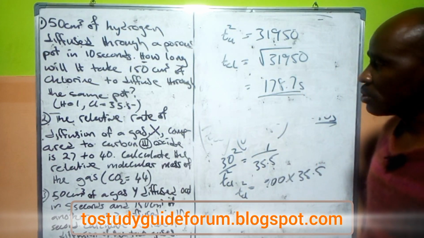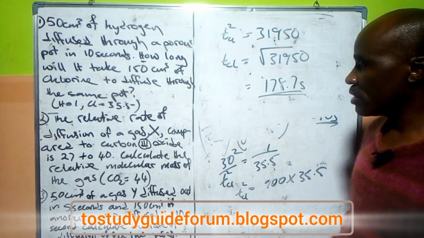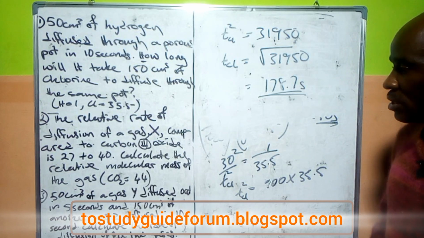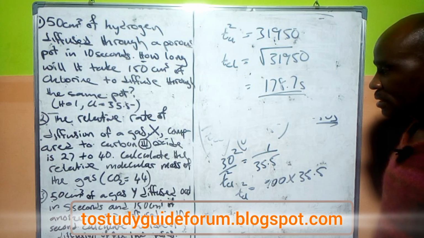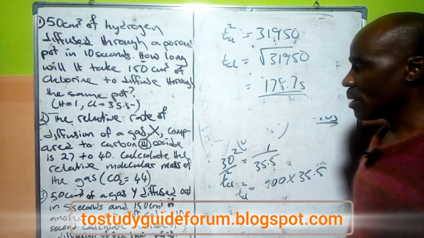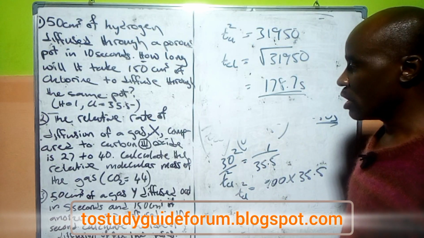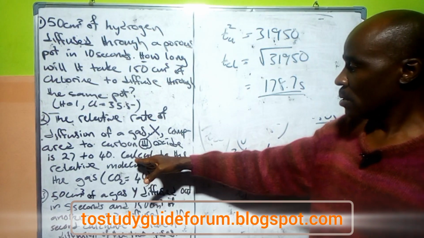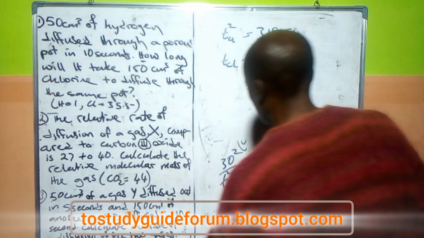Now the next one we're going to be solving here says that the relative rate of diffusion of a gas X compared to carbon 4 is 27 to 40. Calculate the relative molecular mass of the gas. Now, the first gas we have there is carbon 4, and the other gas we're looking for is the second gas, which has an unknown relative molecular mass. So let's see how we're going to be solving this.